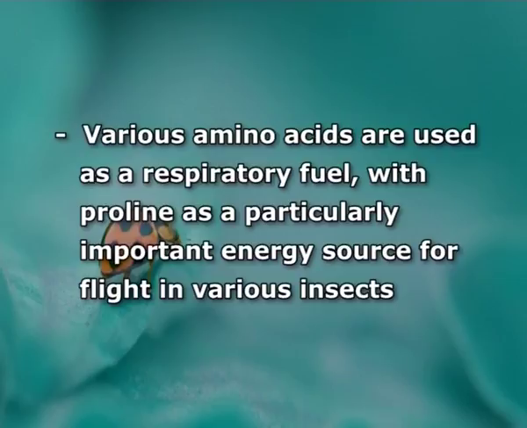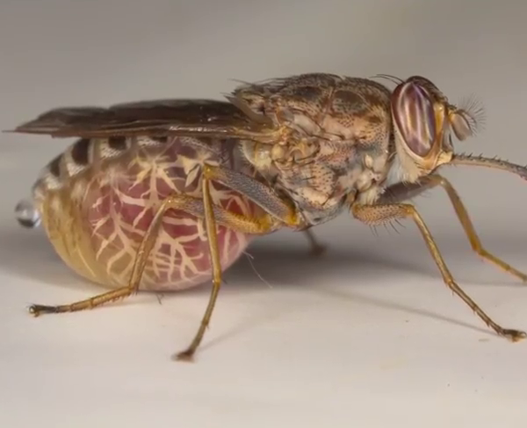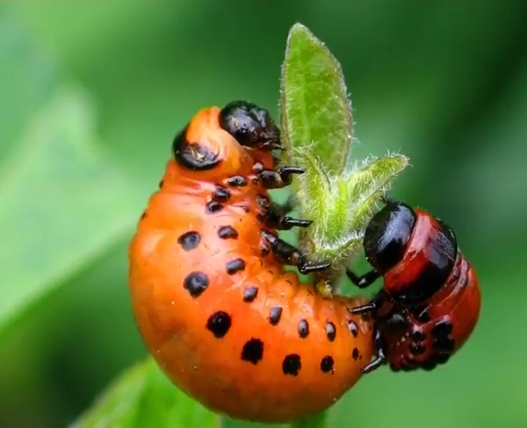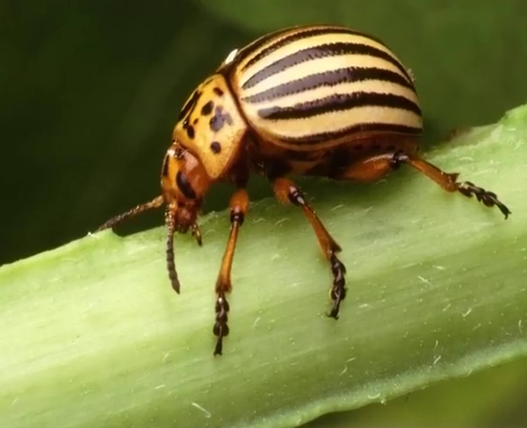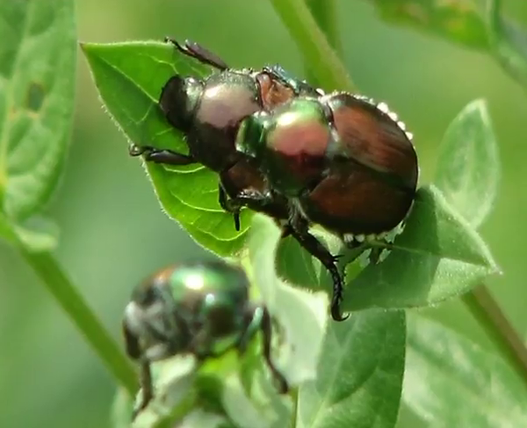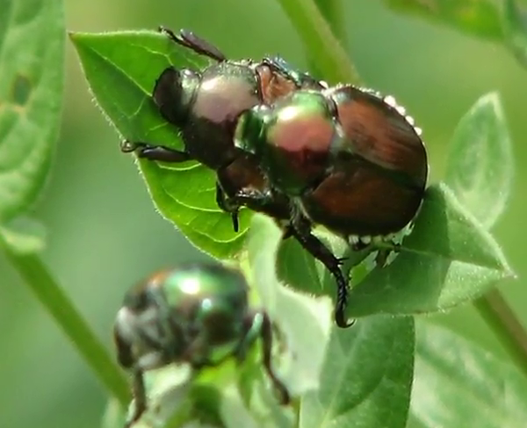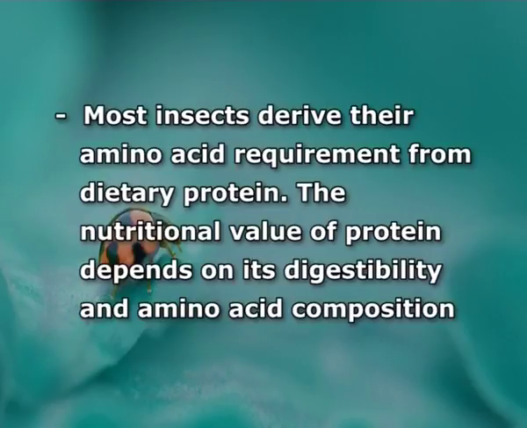Various amino acids are used as a respiratory fuel, with proline as a particularly important energy source for flight in various insects, including the tsetse fly, Glossina morsitans, the Colorado potato beetle, Leptinotarsa decemlineata, and various scarabaeid beetles. Most insects derive their amino acid requirements from dietary protein. The nutritional value of protein depends on its digestibility and amino acid composition.